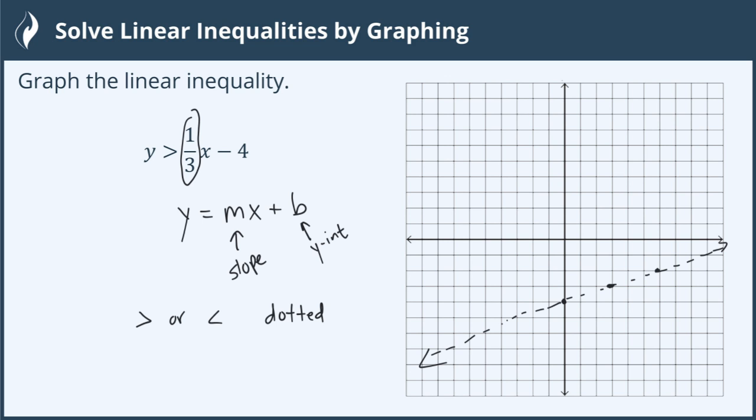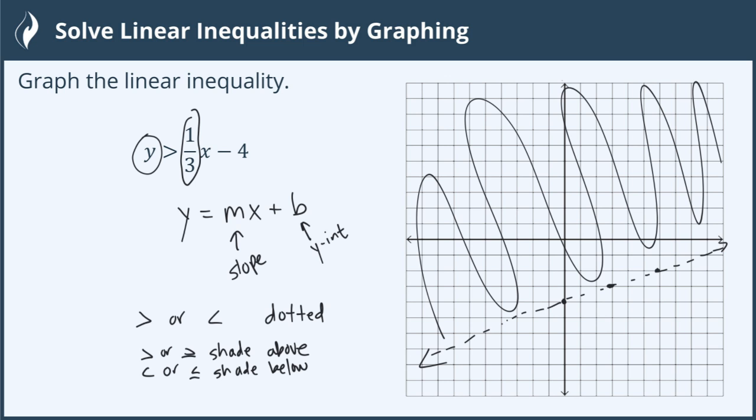And then when it's greater than or equal to, we're going to shade above. And when it's less than or equal to, we are going to shade below the line. And this only works when it's set up in this form of y equals, or in other words, y is greater than or less than. As long as y right here is on the left side, this will work. So this is a greater than, so we're going to shade above.